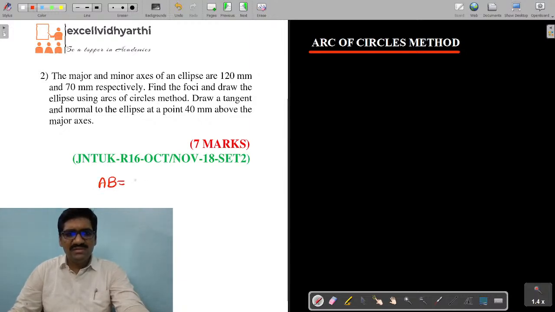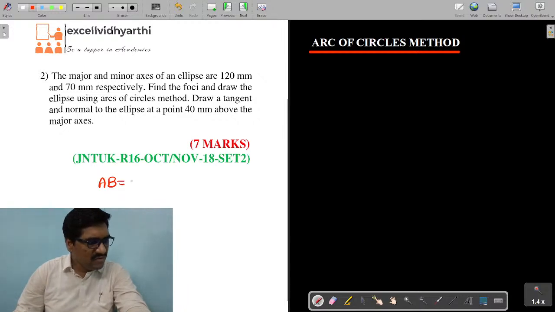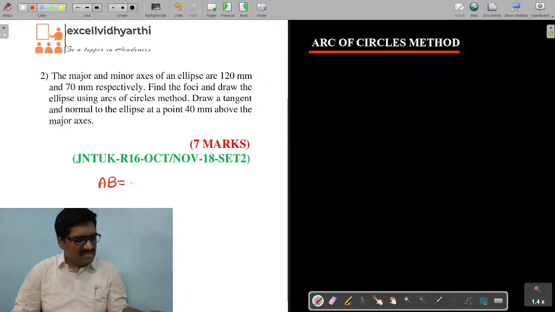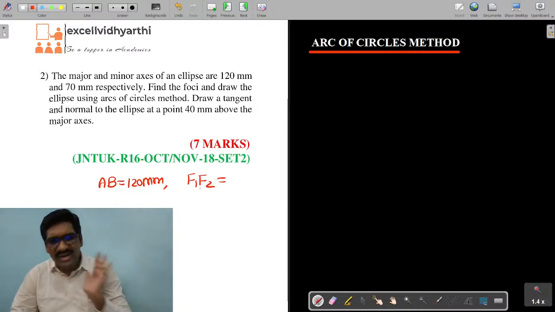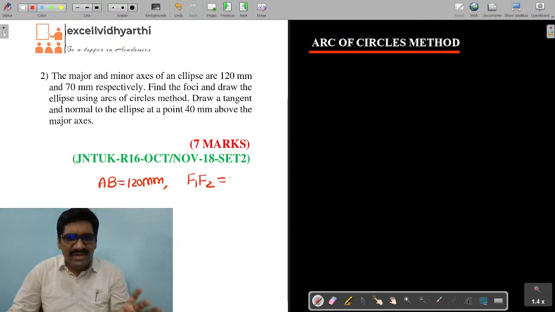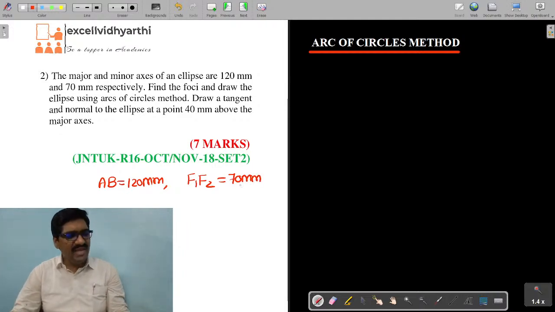How much, please? Take it as 120. Can you see the size? Yes, 120 mm is the major axis given for you. But the point is, the distance between the foci, also called fixed points, F1 F2, is given as 70 mm. Let's see. I'll explain clearly, no need to worry, all of you.